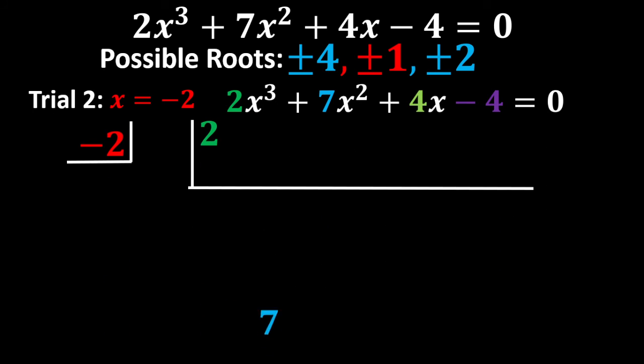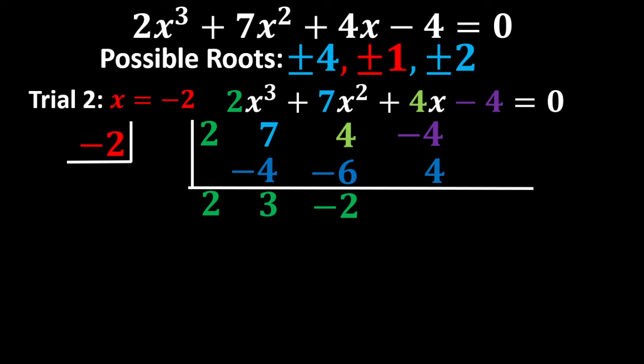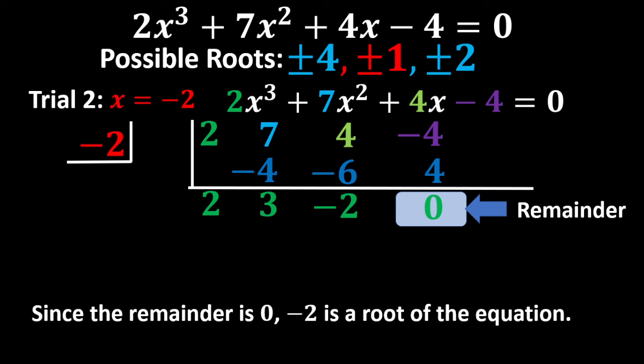2, 7, 4, negative 4. We have 2 times negative 4 is negative 4. 7 minus 4, 3. 3 times negative 2, negative 6. 4 minus 6 is negative 2. Negative 2 times negative 2 is positive 4. Negative 4 plus 4 is 0. Since the remainder is 0, then negative 2 is a root of the equation.